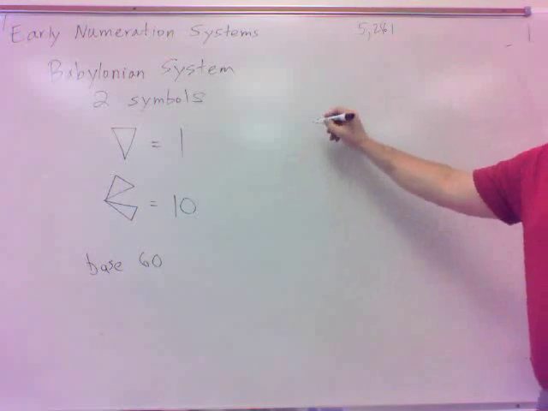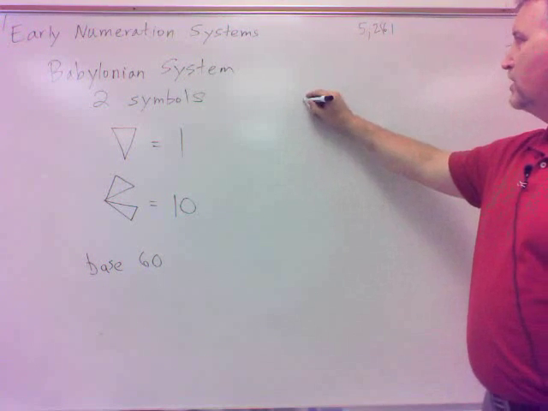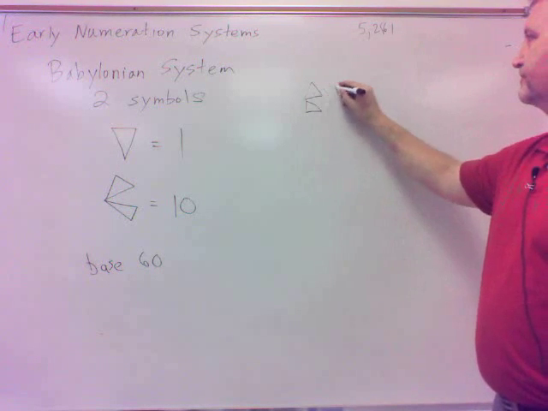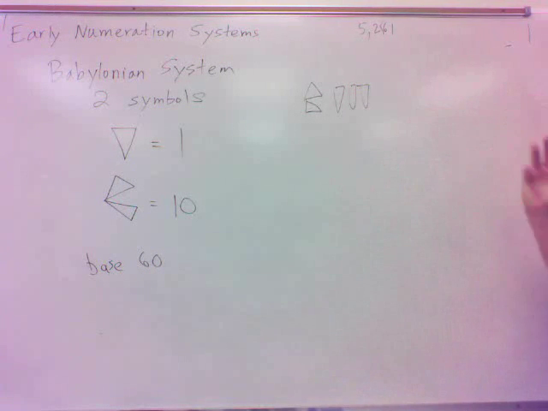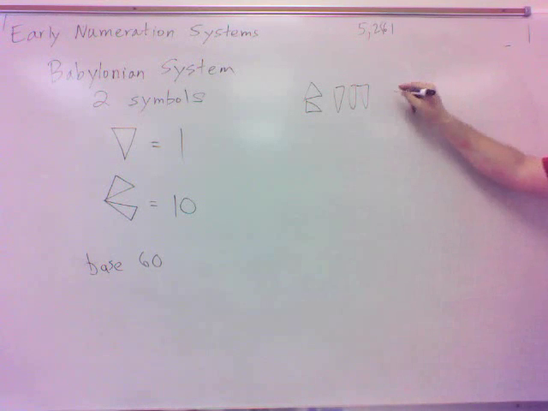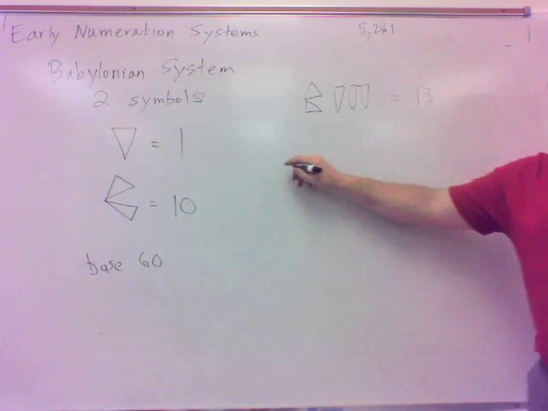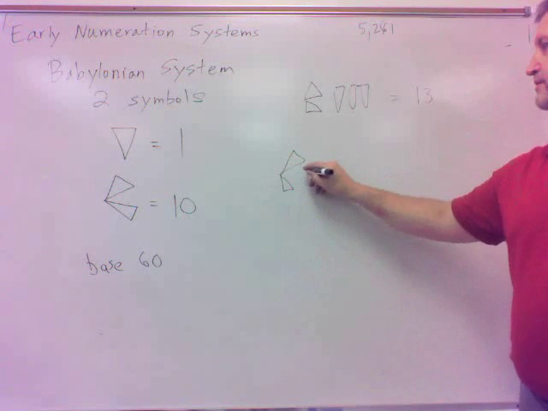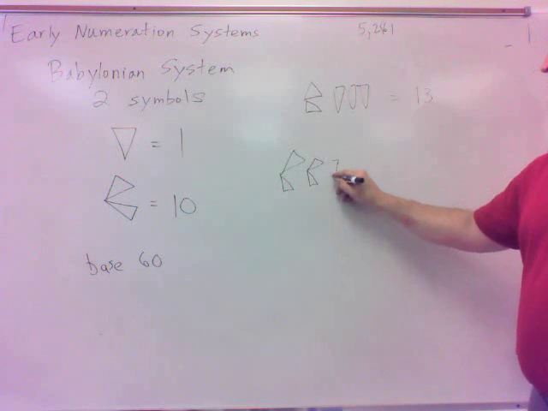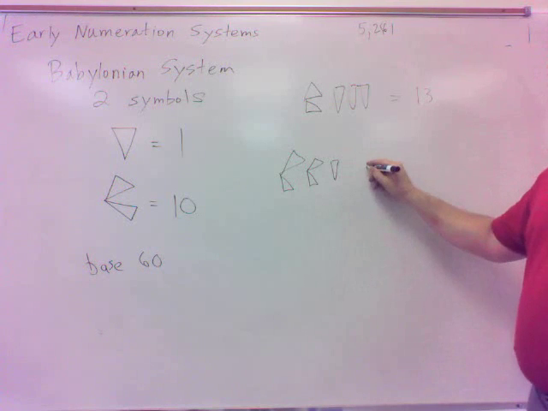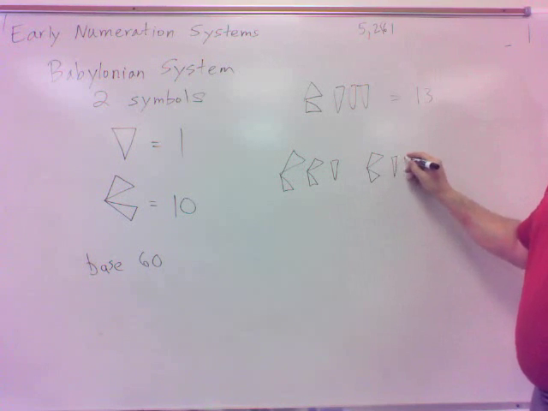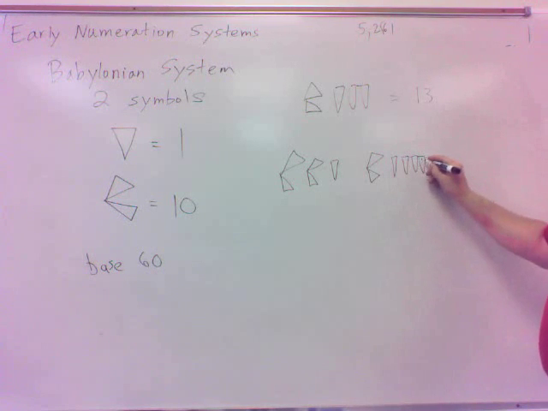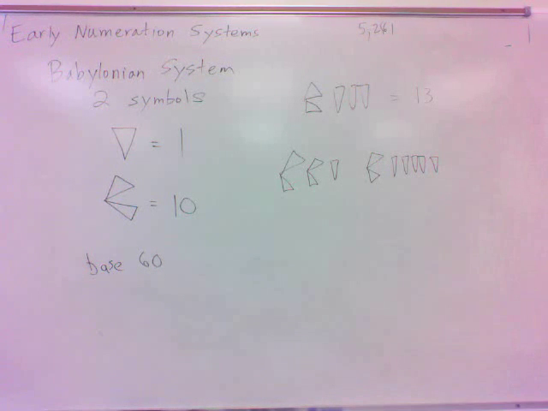Here's what I mean. Let's say I just had a number like that, that's straight up. Double wedge and 3 singles, that's 13, okay? However, what they would do is if they had, say, 2 double wedges and 1 single wedge, and then another group here of a double wedge and 5 singles, they would put them in groups like this.